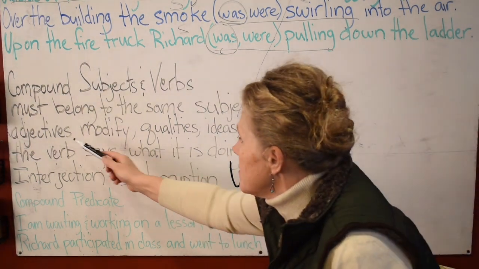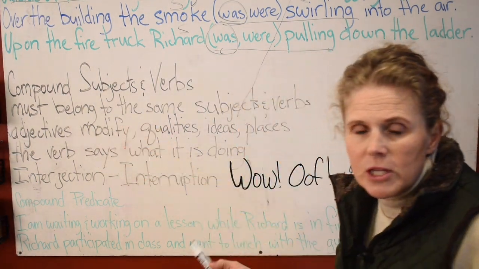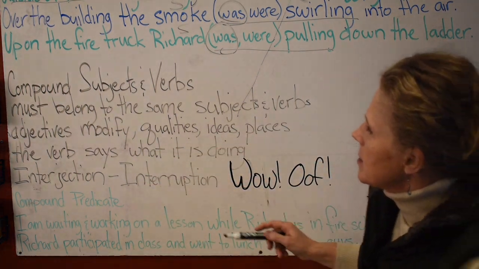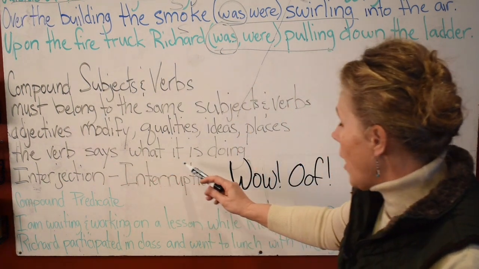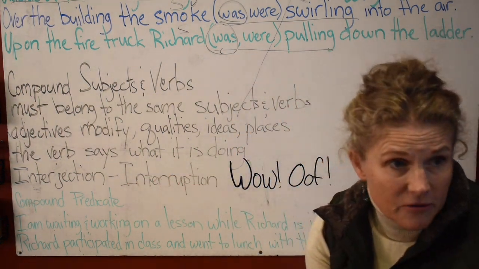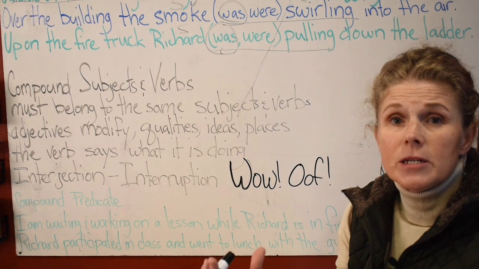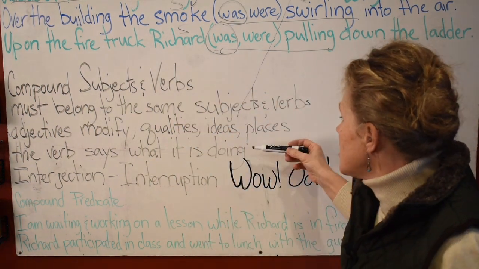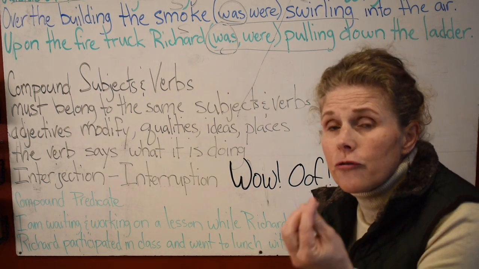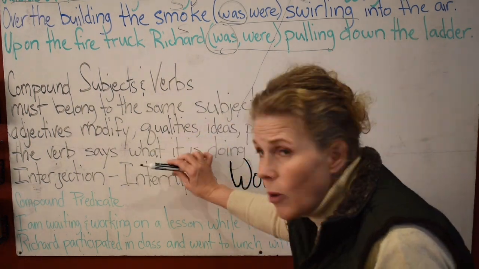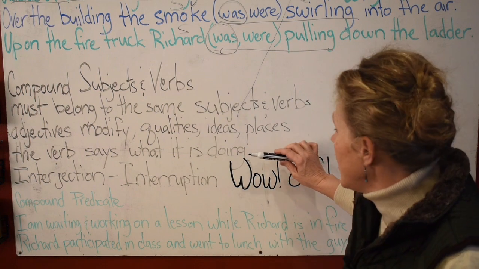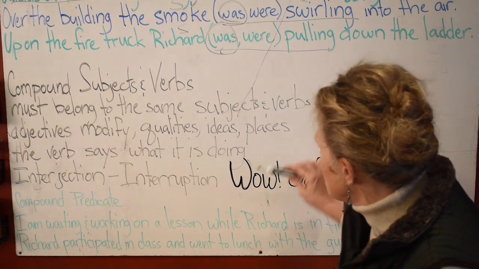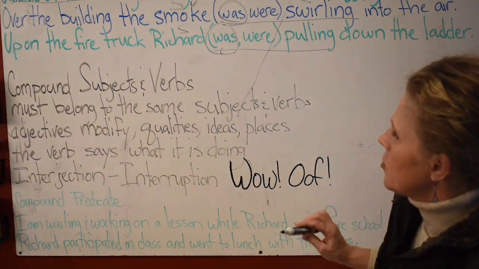And your adjectives, they modify. That means they describe the qualities, ideas, and places. The verb says what it is doing. Now, we talked about stative verbs, right? And you can't see them doing something. But you can still figure out your verb by asking the question, what is it doing? And you can find your verb with that question with a stative verb. So still, the verb says what it is doing.